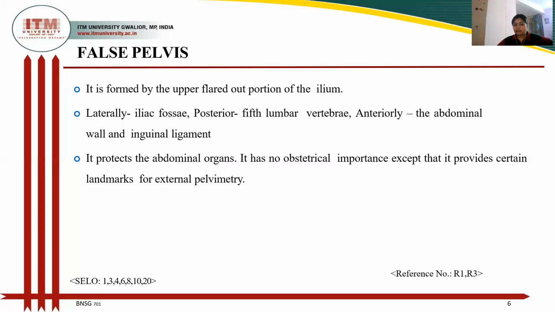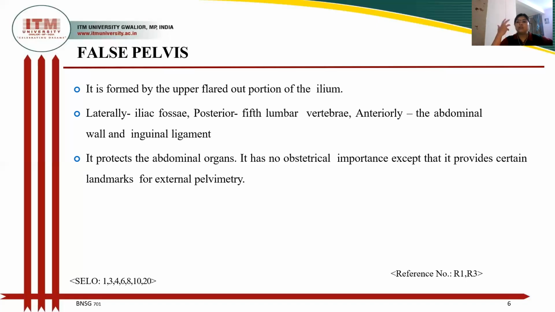And that is on the back aspect. Then posteriorly, we have the fifth lumbar vertebra. Laterally on both the sides, we have the iliac fossa. Posteriorly, we have the fifth lumbar vertebra, and anteriorly we have the abdominal wall and also the inguinal ligament. Means the false pelvis is formed laterally by the iliac fossa on both sides, posteriorly by the fifth lumbar vertebra, anteriorly by the abdominal wall and the inguinal ligament.